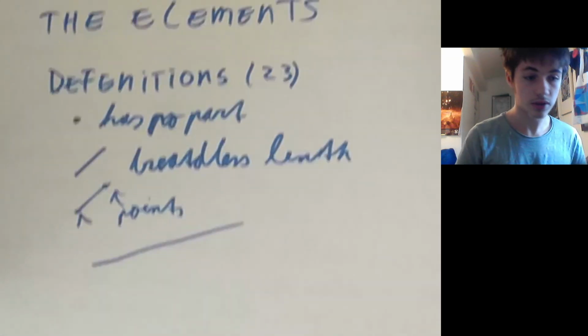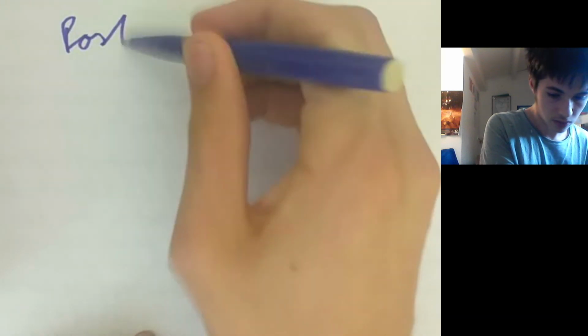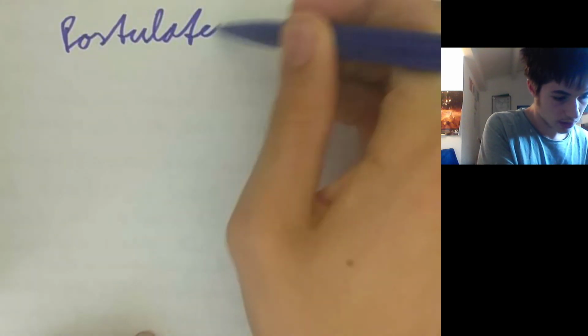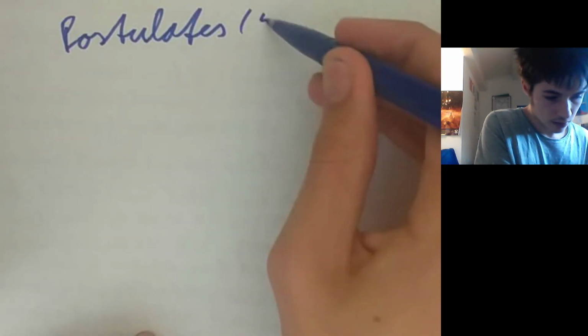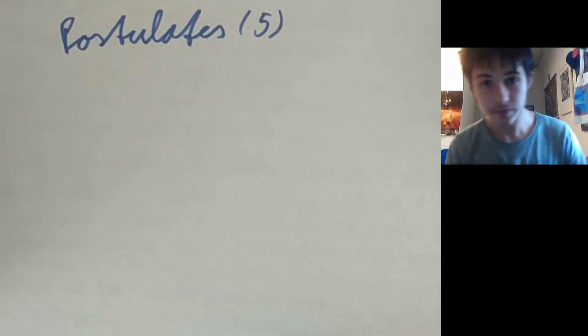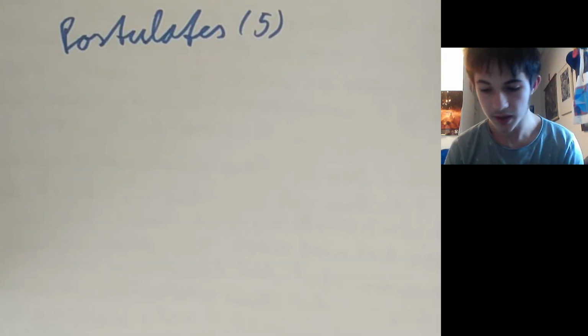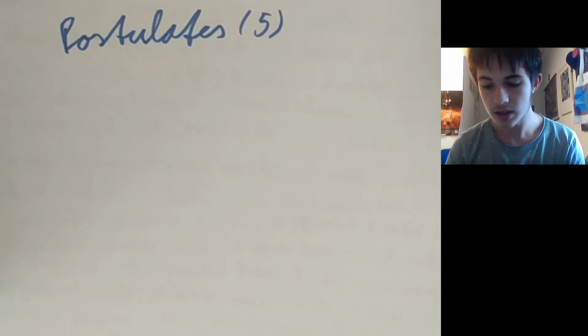And then we come to the second part, which are the postulates. There are 5 of them. And these are the famous 5 axioms that he made. So these things he just assumes, to draw conclusions from later.